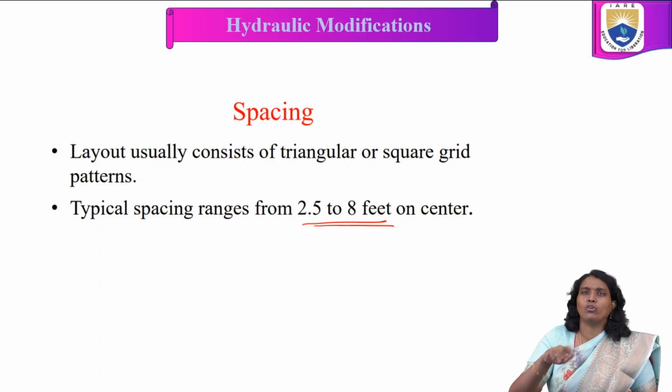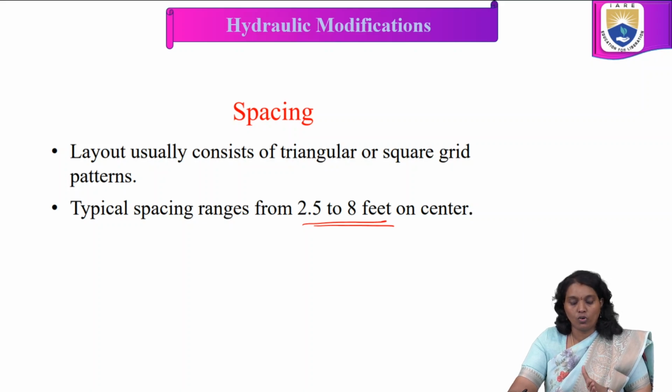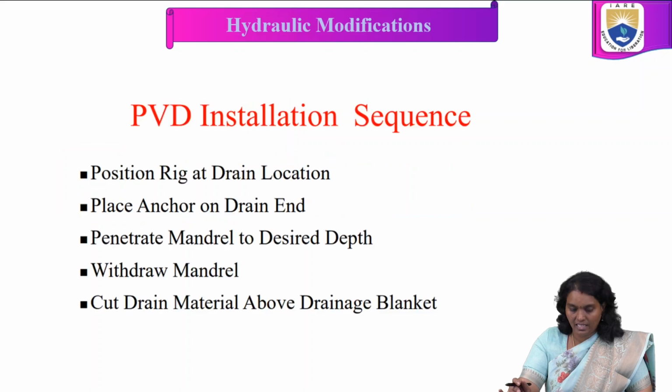The layout usually consists of triangular or square grid patterns. The spacing ranges from 2.5 to 8 feet on center. From the center point of view, this is the consideration for wick drains.